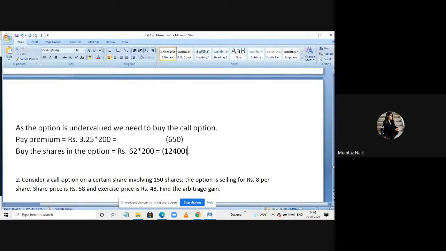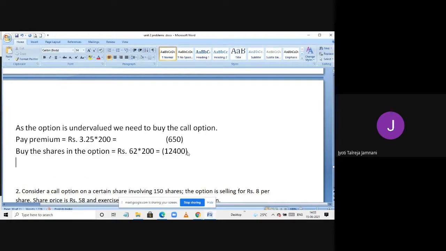Is that clear, ma'am? Yeah. Now, what will you do with the shares that you have bought? You have bought them to sell later at a higher price, right? So whatever shares we have bought, we are going to sell. Any doubts?